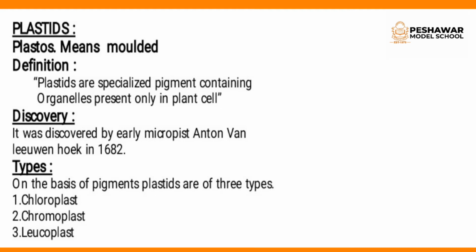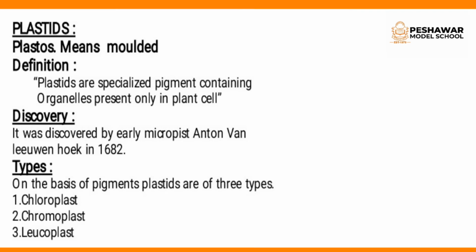The next organelle is the most important organelle whose diagrams come again and again in the papers of the 8th and 9th board as well as the home exams. It is the diagram of the chloroplast. And I told you that the plastids are present only in the plant cell. That's why plants are known as autotrophs, because they can prepare their own food by the process of photosynthesis. So plastids mean molded structures.